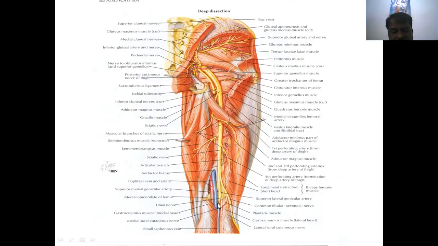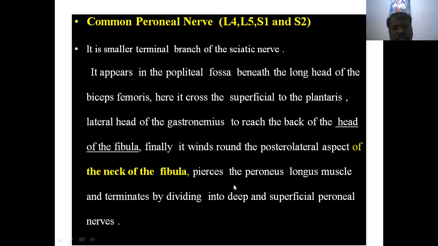This tibial nerve crosses the popliteal fossa between the lateral and medial heads of the gastrocnemius. In the leg region, it gives muscular branches to the gastrocnemius, soleus, and plantaris muscles. When it crosses the knee joint, it gives an articular branch. Next is the common peroneal. This is another branch, a terminal branch of the sciatic nerve, with roots L4, L5, S1, S2.